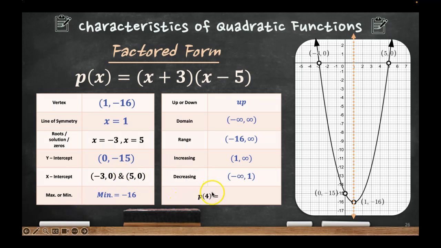And then now for P of 4, 4 is my x value. So when my x value is 4, what is my y value? It is -7.